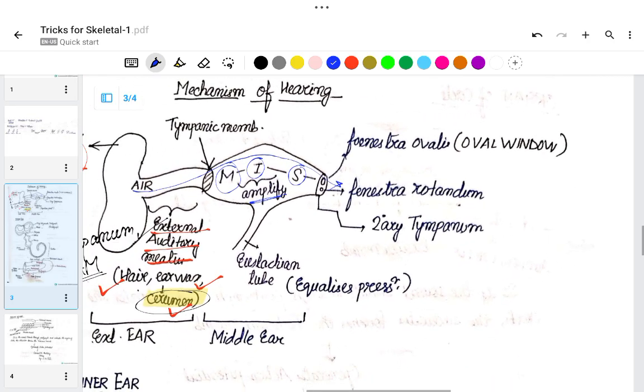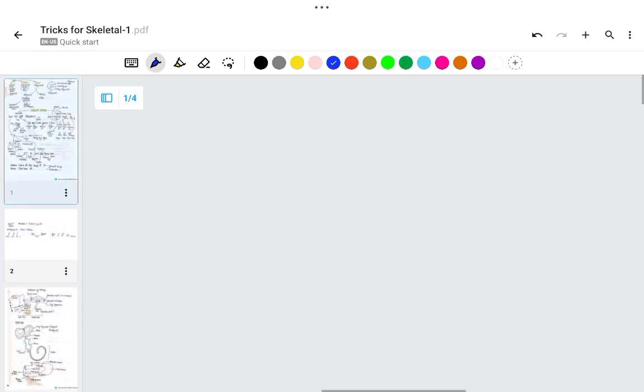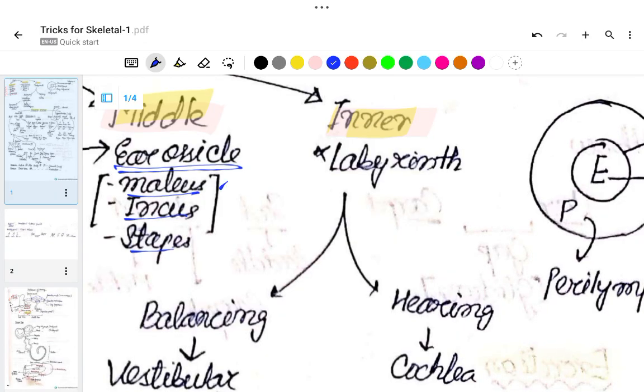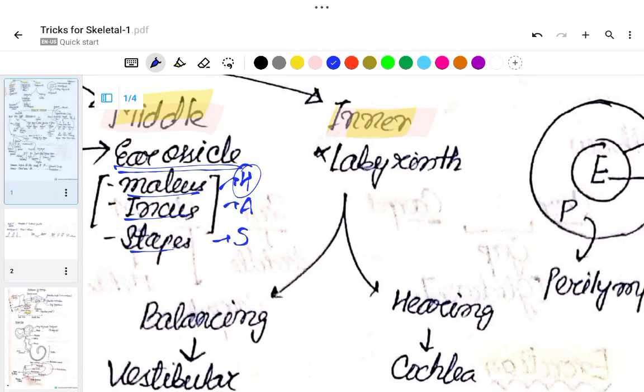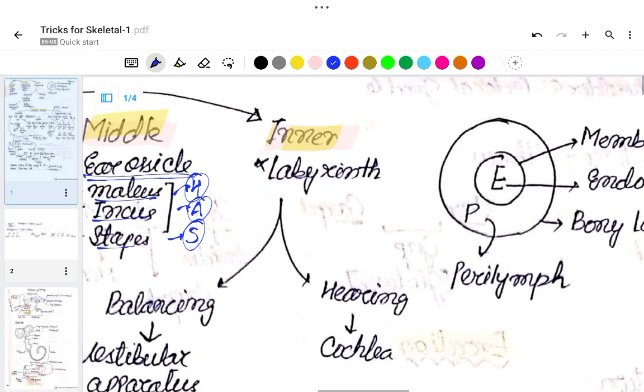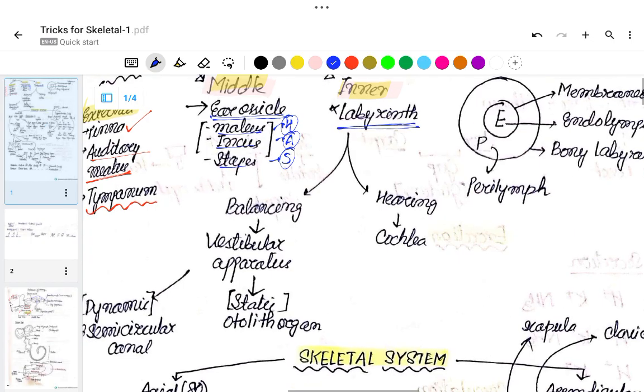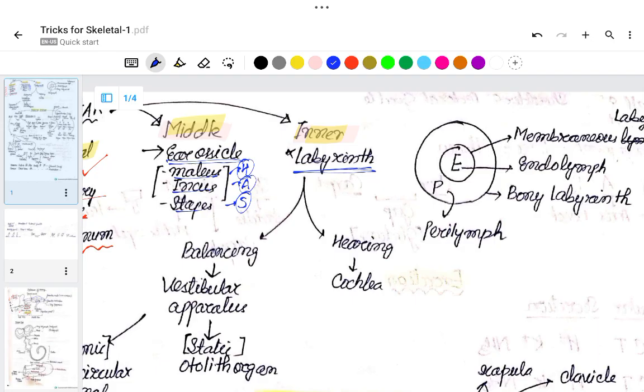Now in the internal ear, let's see. Okay, let's come to here first. We have the three ossicles: malleus, incus, stapes, and their shapes are HAS. What is HAS? Hammer shaped, anvil shaped, stirrup shaped. In the inner ear we have the bony labyrinth. We'll come to that.